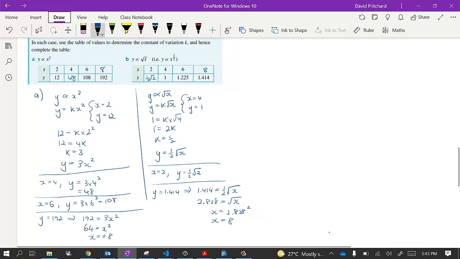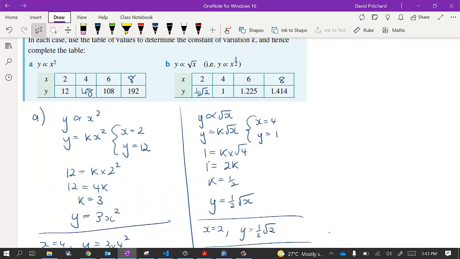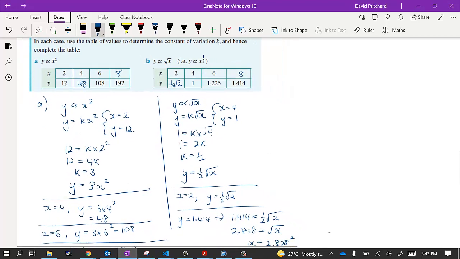Hopefully you can see how simple that is. If you're given that proportionality relationship, you should be able to work out that k value, and using that k value, you can determine any other value you wish.